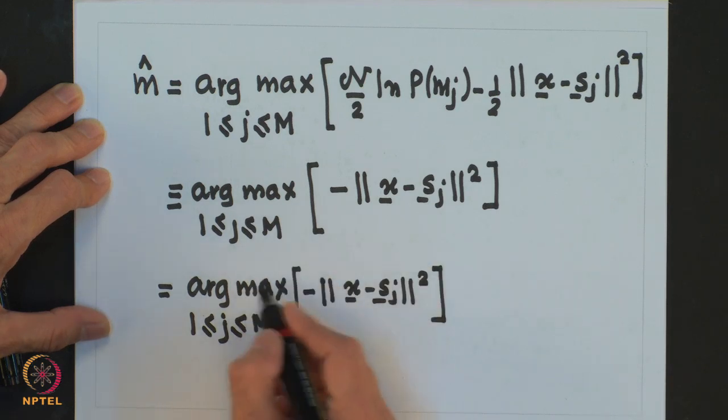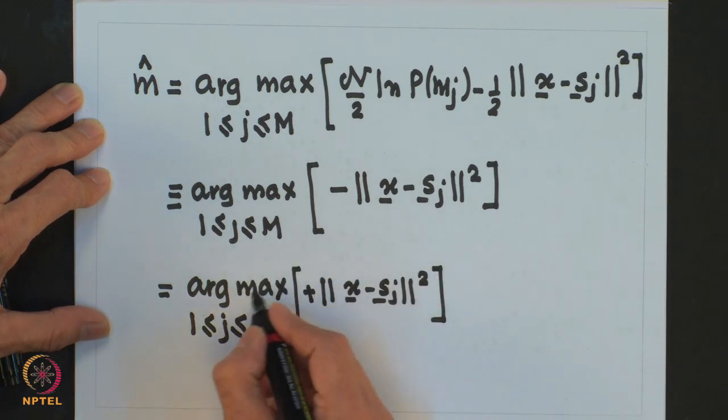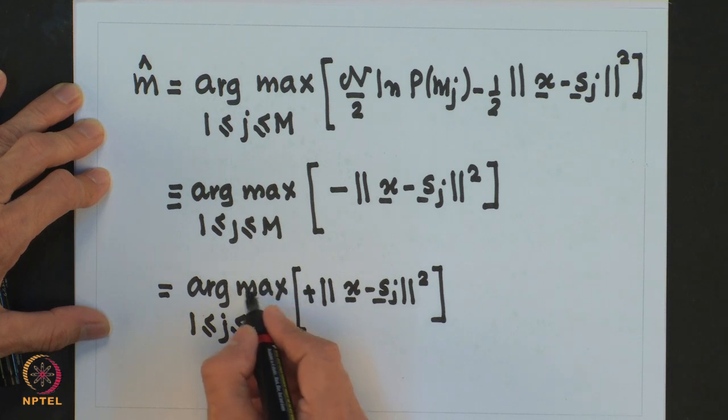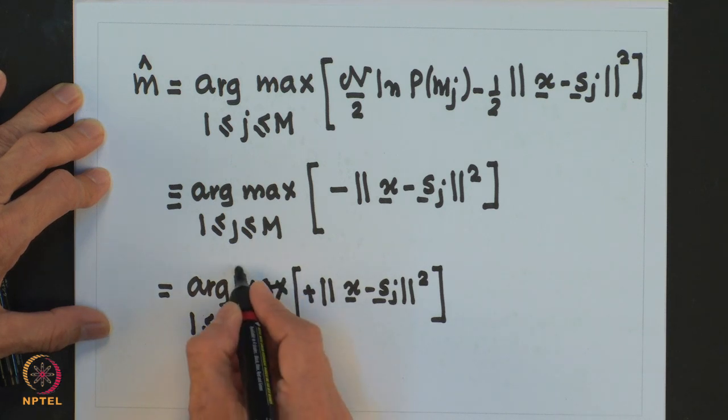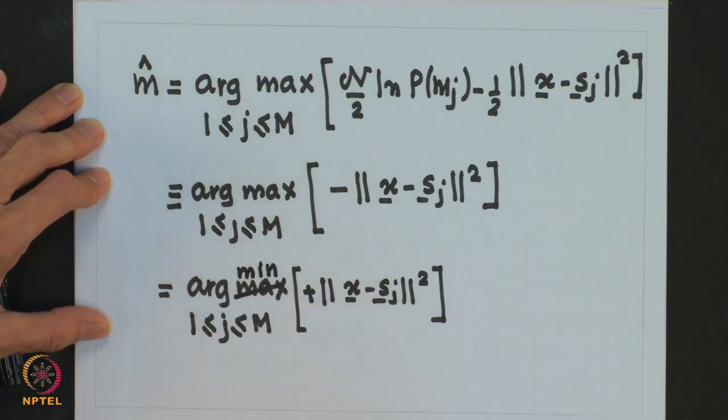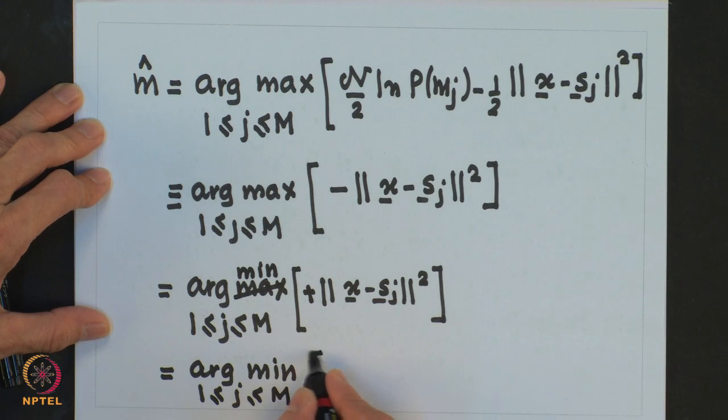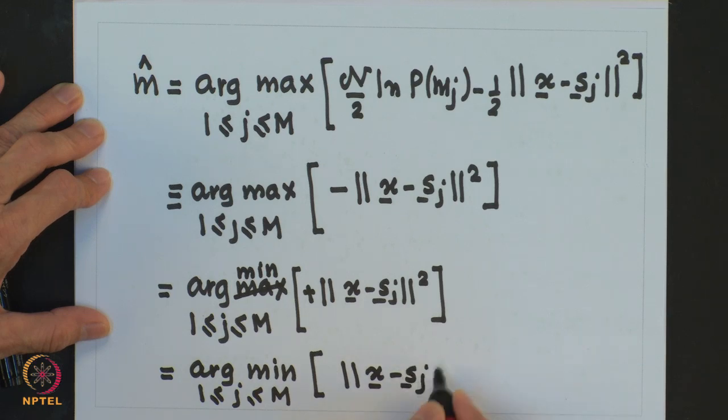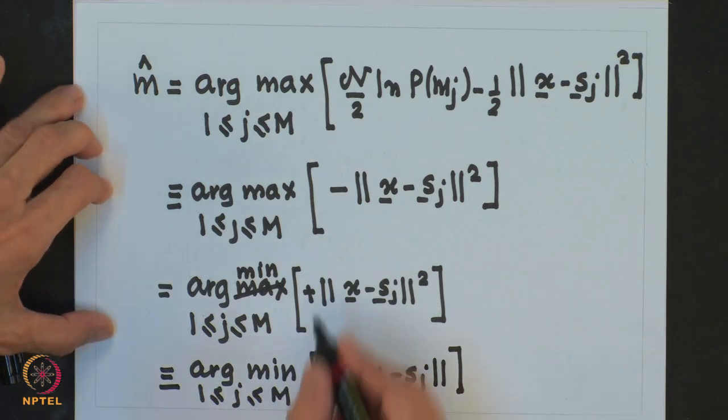So, I want to make this plus, so this will get changed to minimum. So, this will be equal to argument minimum, equivalent. Okay.